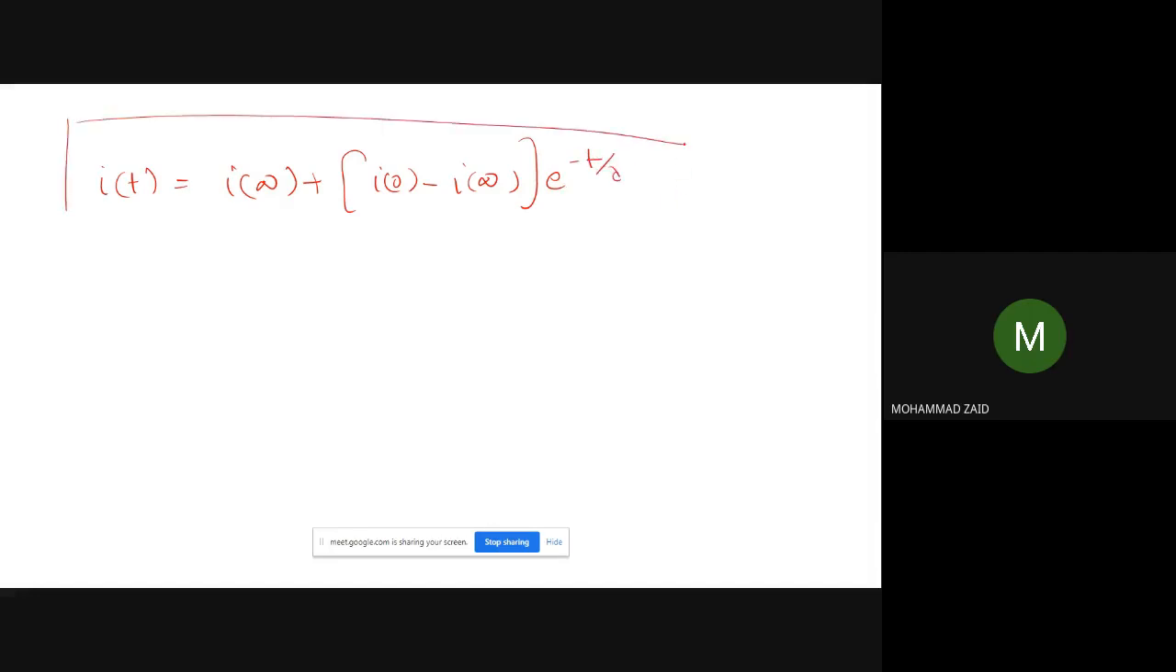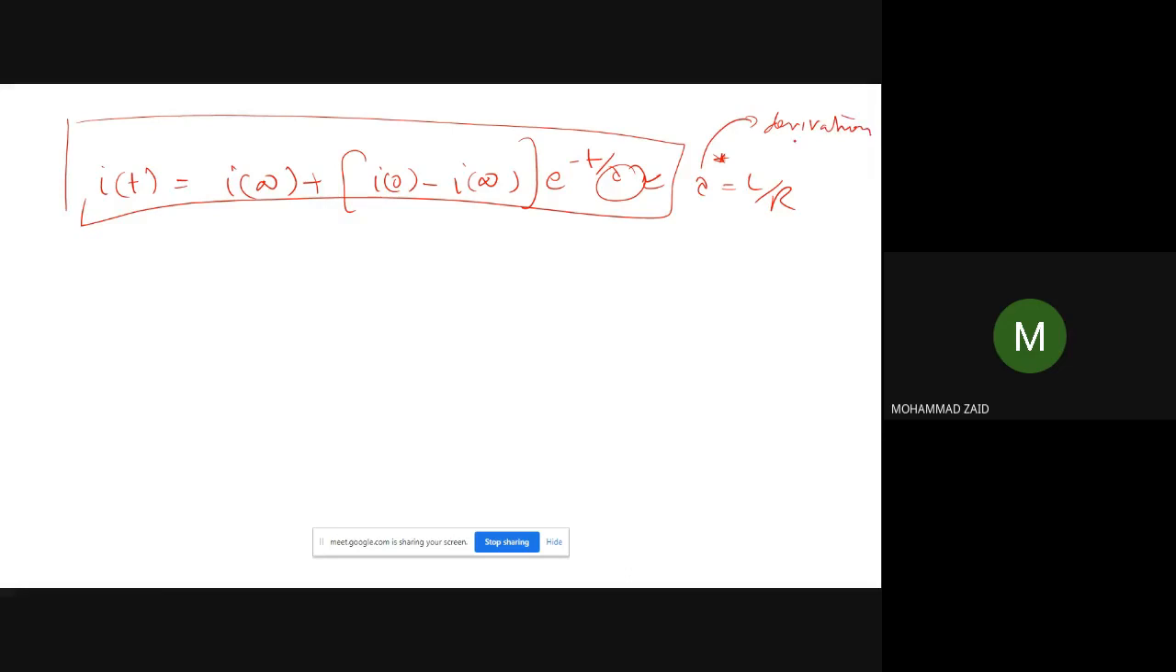So this is the governing equation. In the case of capacitor, we have written vC(t) is equal to V infinity plus V0 minus V infinity, times e to the power minus t by tau. Only tau is different; here tau is L by R. You can get this directly from the derivation of the differential equation.